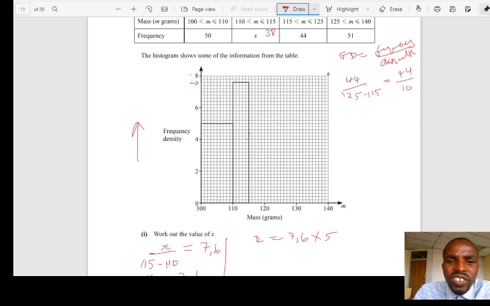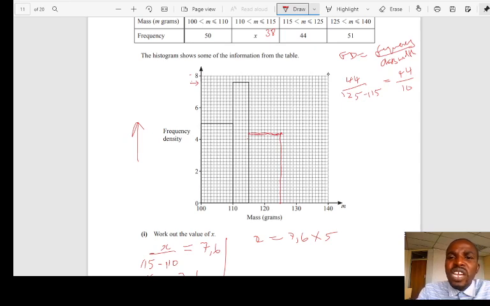So this one is from 115 to 125. 125 is somewhere around 120 horizontally. Each box represents how many units? It's 1 unit actually. So 125 is 1, 2, 3, 4, 1, 2, 3, 4, 5, somewhere here. That will be your graph.